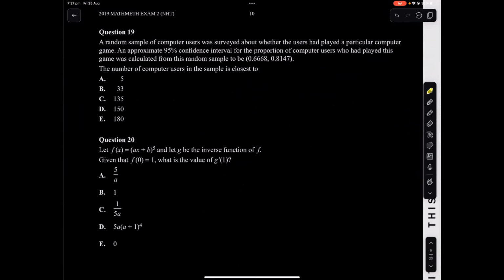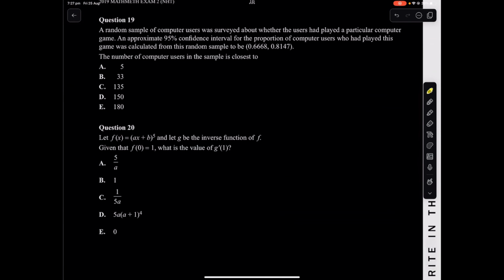Okay. A random sample of computer users was surveyed about whether the users had played a particular computer game. An approximate 95% confidence interval for the proportion of computer users who had played this game was calculated from this random sample to be this. The number of computer users in the sample is closest to what? So we want to find n. We don't know what p is, but that's no worries because we can use two simultaneous equations to find p and n, but we only want to find n.